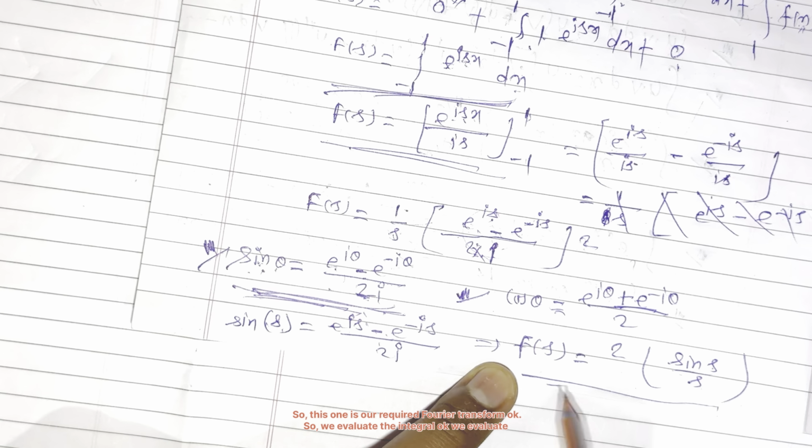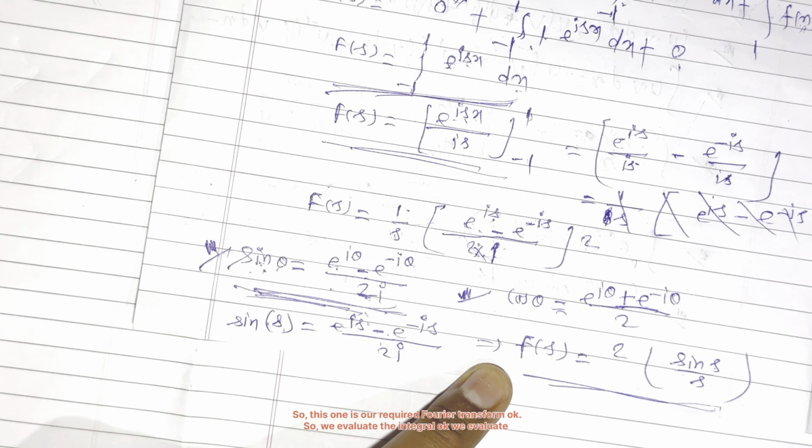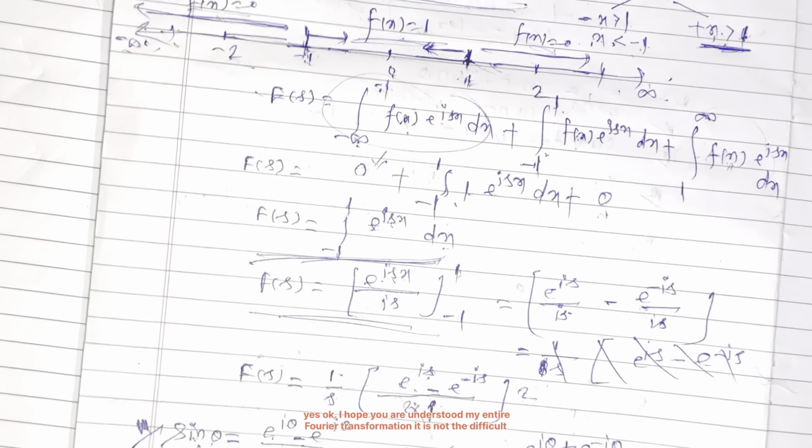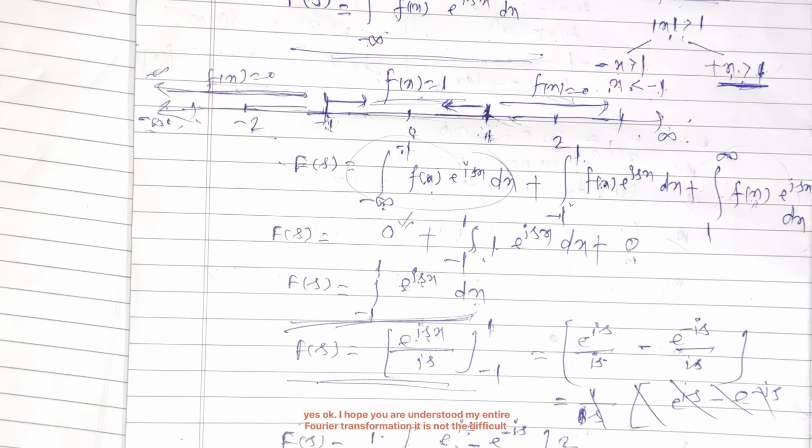Okay, and that 2 means 2 under bracket, this entire term gives us a sine s. Sine s, and that s is a denominator here. So this one is our required Fourier transform. So we evaluate the integral, we evaluate the piecewise integral from 1 to 0, and I found the Fourier transformation 2 times sine s upon s. Okay, I hope you all have understood my entire Fourier transformation.